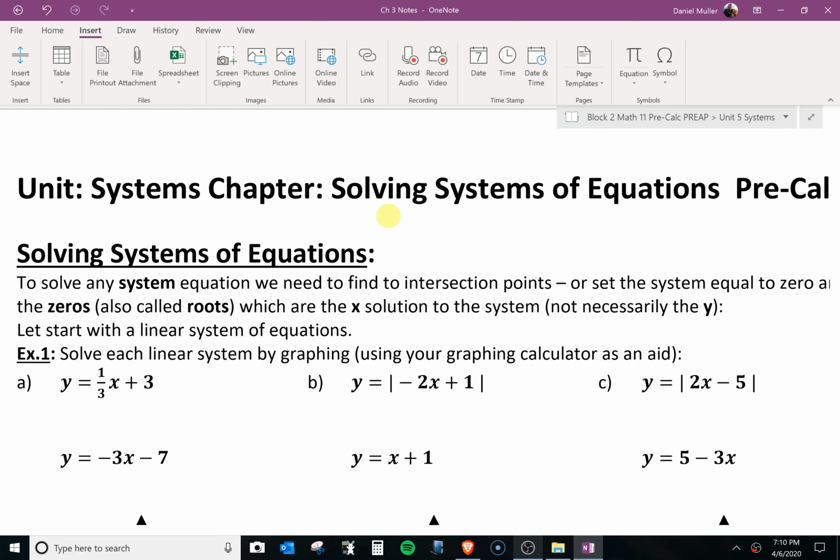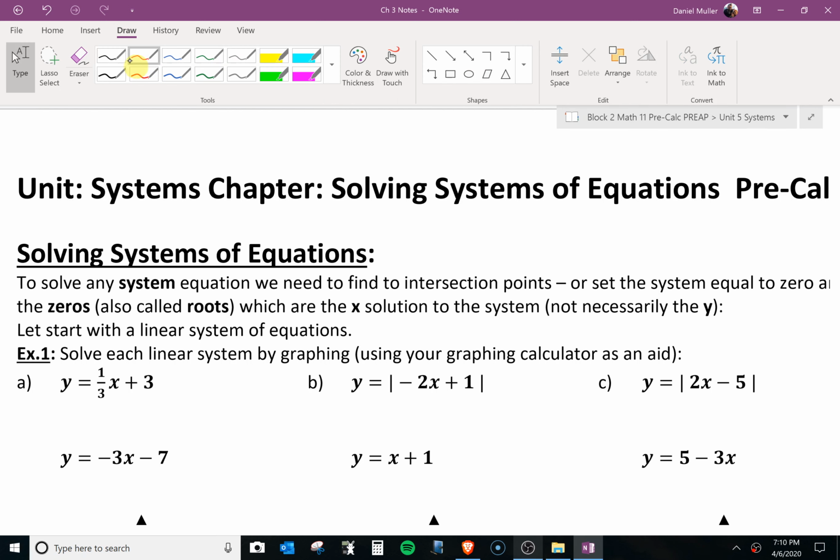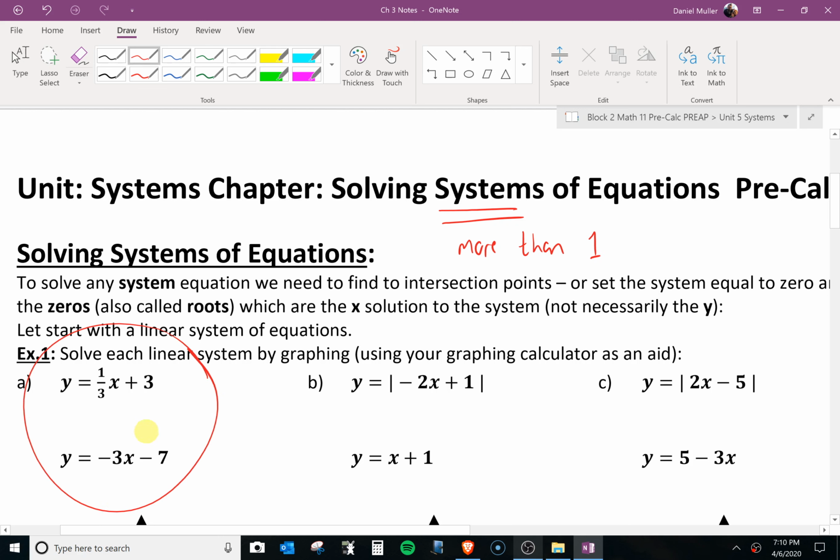Solving systems of equations. A system is more than one, so we're solving a group of equations. We're trying to find what x can we put in there, and the same x we'd also put in there, and we would get the same result, the same answer.